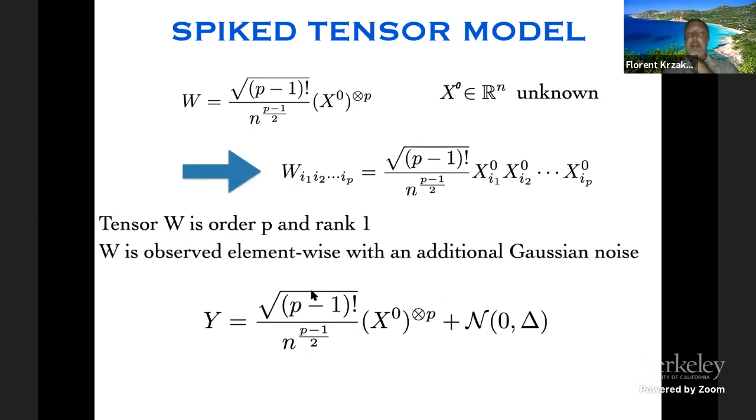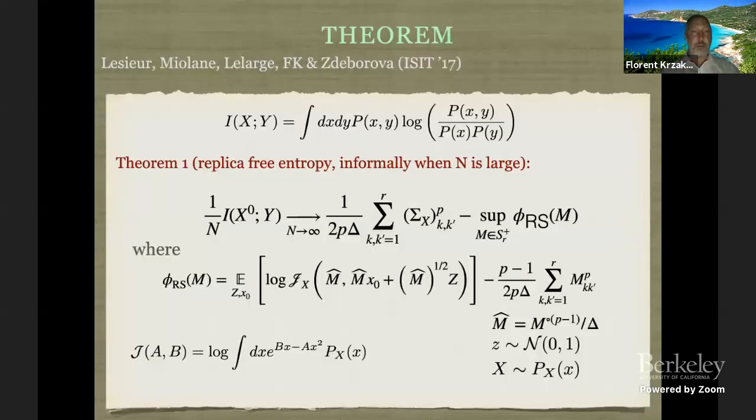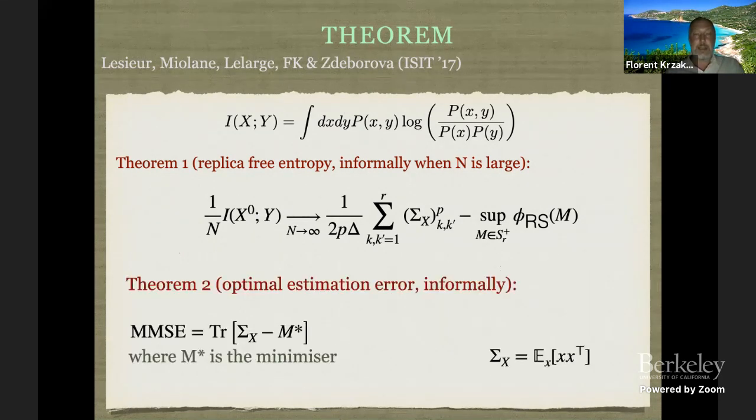Well, if you try from the tensor to find back the vector, you can try to apply all our tools. And here is the main theorem that we have. There is a replica free energy that you have to maximize, and again, the maximizer is giving you the minimal mean square error, okay? So it's the same story all over again.